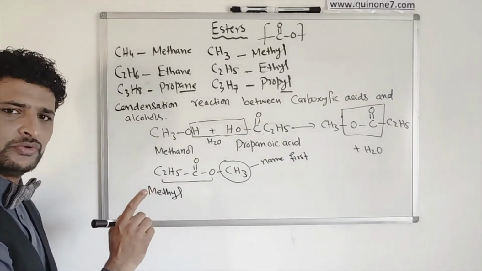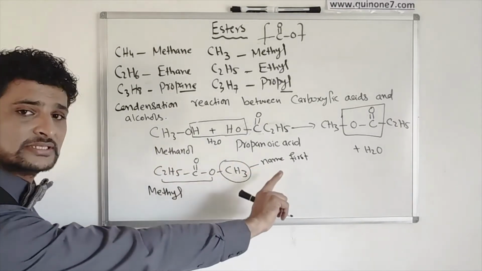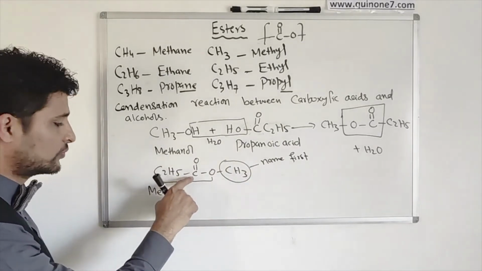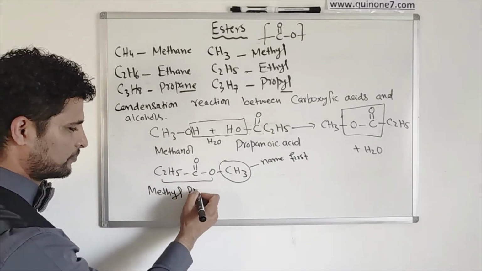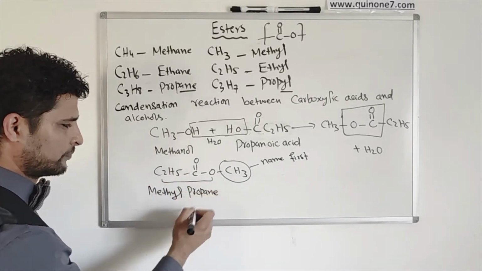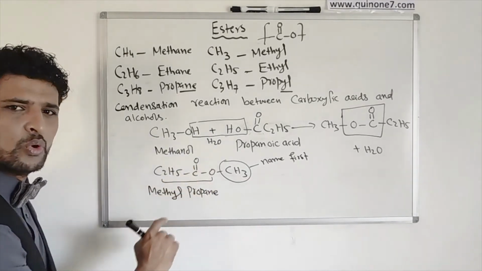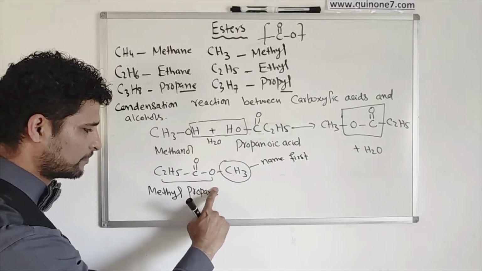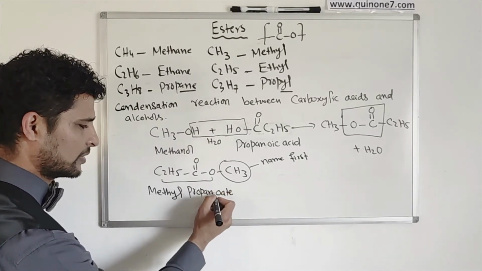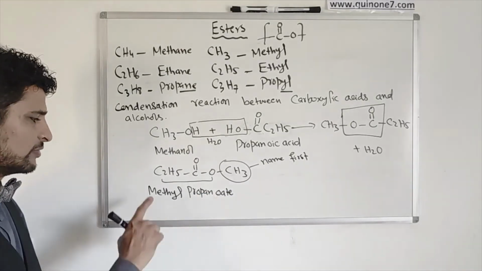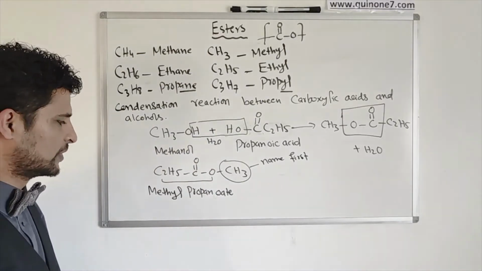Now you have to name the rest of the group. Again, you need to look at how many carbon atoms are left in total, excluding this CH3. 2 plus 1, 3. So you can say methyl, then 3 carbons, propane. Because it's not an actual propane, you have C double bond O there, you remove E and you put OATE instead of E. So it will be methyl propanoate. That's how you're going to name them.